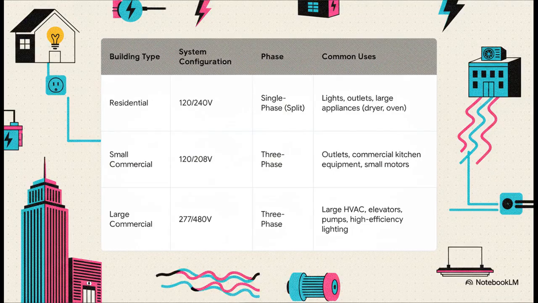Okay, so let's put this all together on one screen. This right here, this is your cheat sheet for the ARE. Residential, 120/240V, single phase; small commercial, 120/208V, three phase; and large commercial, 277/480V, three phase. If you can memorize these pairings and what they're generally used for, you are way ahead of the game.